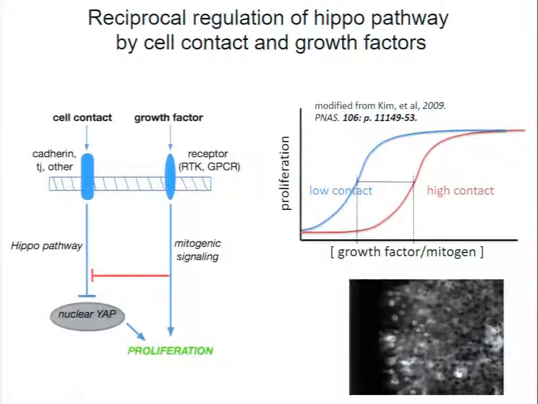So you can get changes, for example, this is a very similar picture to what I showed you before at the edge. There can be a constant level of growth factors throughout, but the cells experiencing contact inhibition will be resistant to the effect of growth factors, whereas the cells at the edge are more sensitive. So this kind of interplay happens.